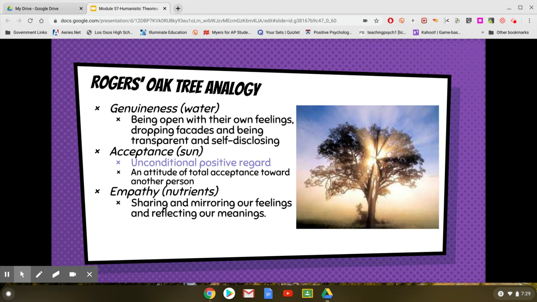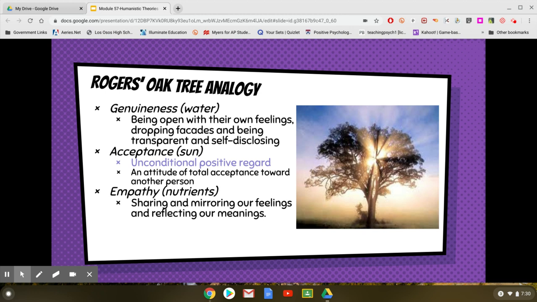The second component is acceptance. And this is like the sun. Okay. And acceptance is related to something we've talked about before of unconditional positive regard. That you have an attitude of total acceptance towards another person, and or someone else shows unconditional positive regard towards you. So an easy example most often would be a parent or a caregiver, a relative, a best friend, where you know that no matter what you do, even if you mess up, even if you make some maybe not so smart decisions, that that person will love and accept you totally and completely.